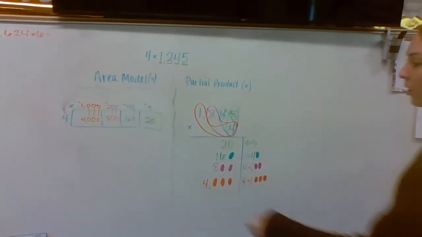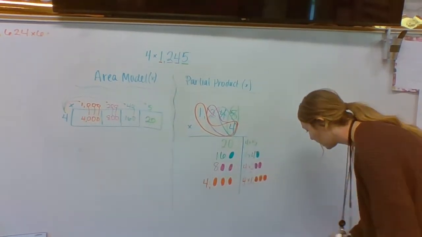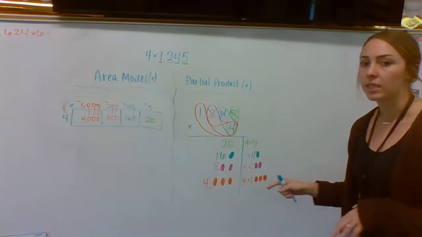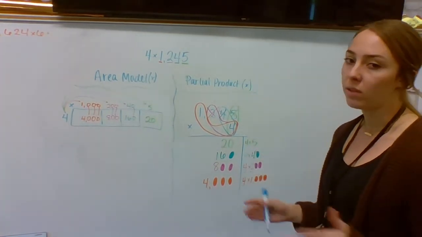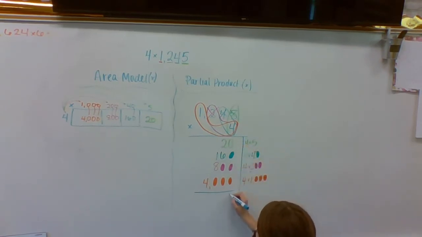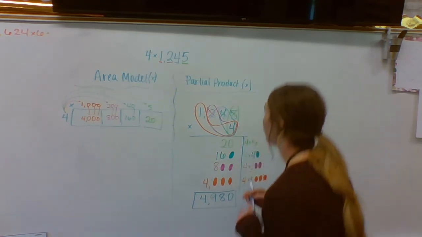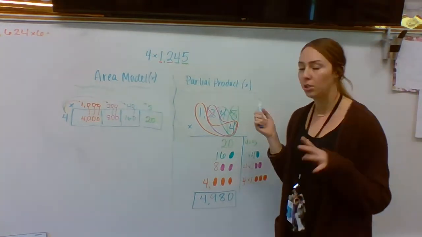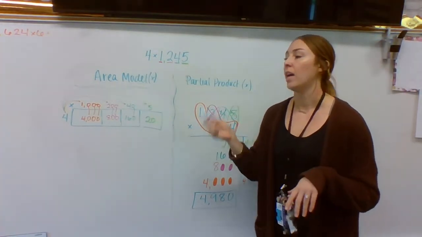Last step, let me bring you down just a little bit. Just like with area model, when you're all done, you have to take these numbers and add them all up. The nice thing about partial product is that they're already lined up for you. You don't need to rewrite the numbers. So here we go. Zeros, 2 plus 6, 9, and 4. 4,980.